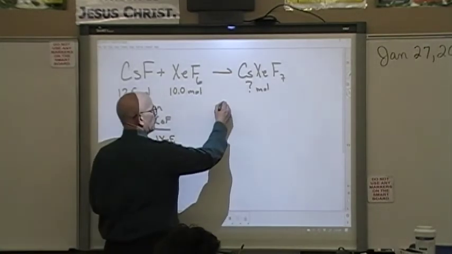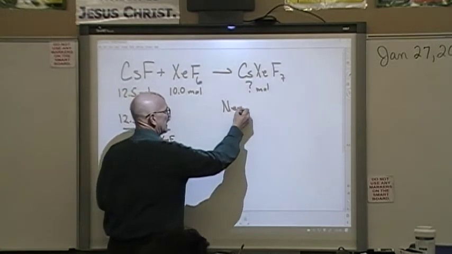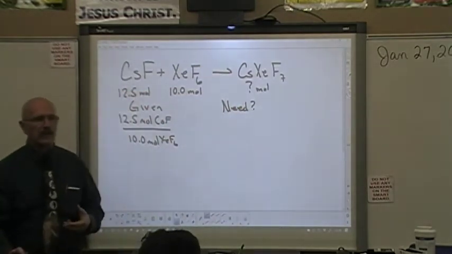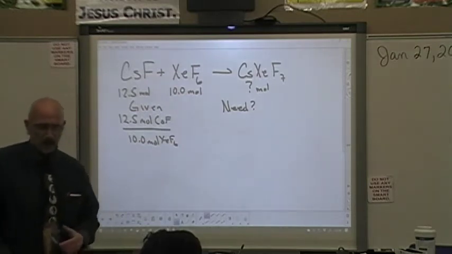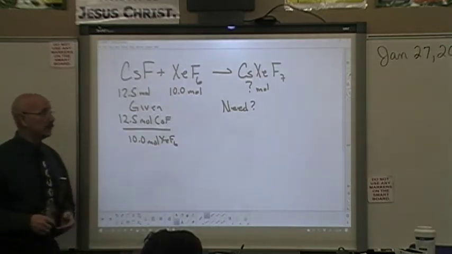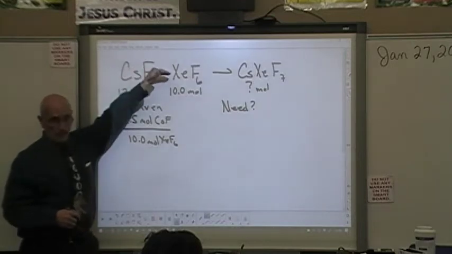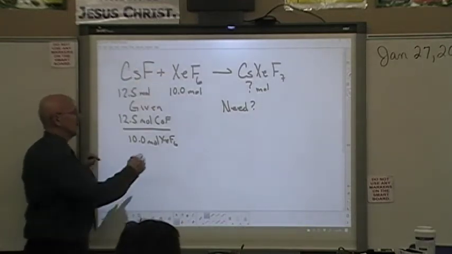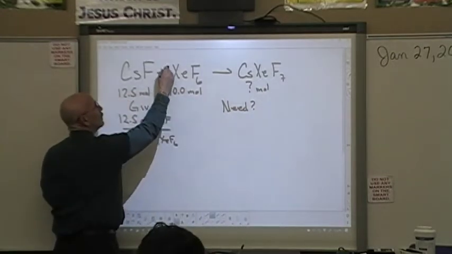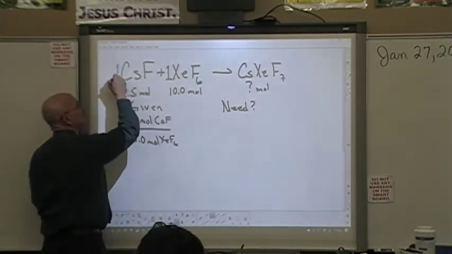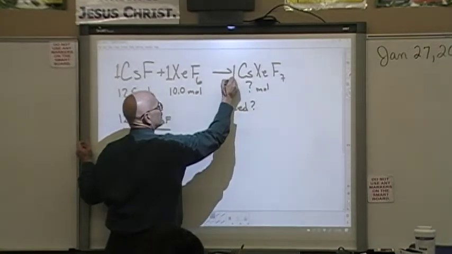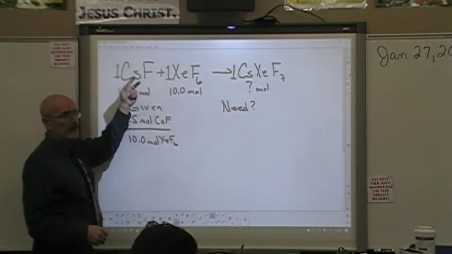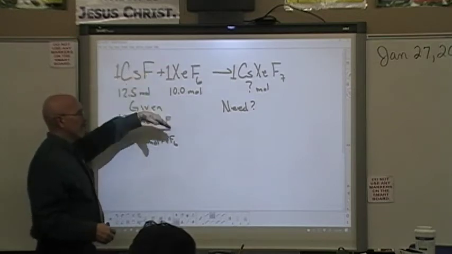The question that we want to compare that to is what do I need? What's the ideal ratio? What's the theoretical ratio? What's the optimal ratio at which these two things react with each other? And the balanced chemical equation always tells us that. Coefficient of 1 to 1 to 1. Okay? So, in this case, I'm given a 1-to-1 reaction ratio on the reaction itself.